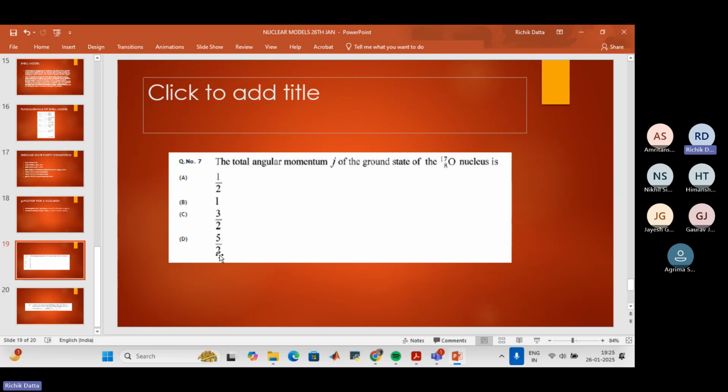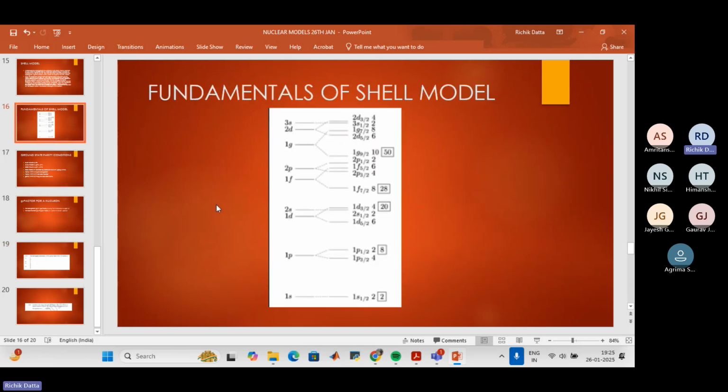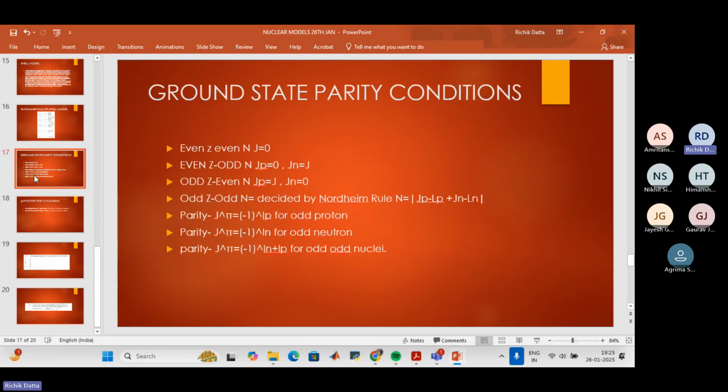J is 5 by 2, so this is the total angular momentum of the ground state of the 17O nucleus. And one more thing: if anybody asks what the parity of the ground state of the 17O nucleus will be, I have already described that.